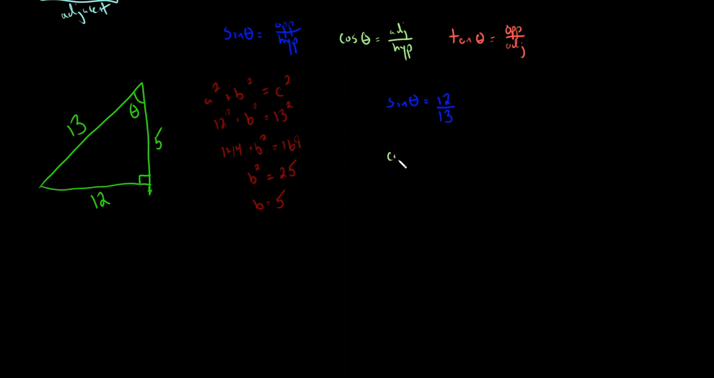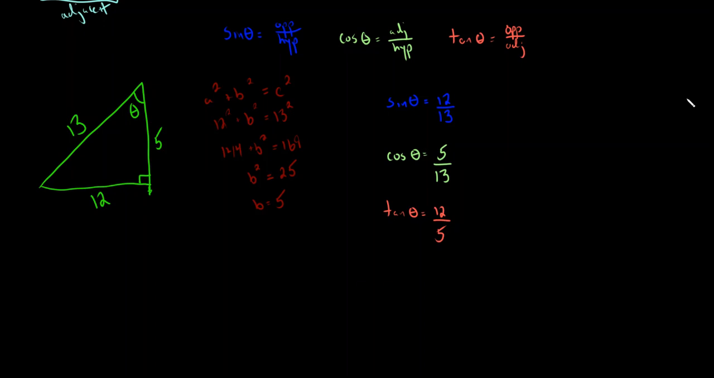Now cosine is the adjacent leg over the hypotenuse. So the adjacent leg in this particular problem is 5. So right next to it, okay? So the adjacent leg is 5. The hypotenuse is still 13, all right? And then tangent is the opposite leg, which is 12, over the adjacent leg, which is 5. And that's all that this is, okay? It's simply just ratios, okay? It's just these ratios. So this would be sine, cosine, and tangent of this angle for this particular triangle, okay?